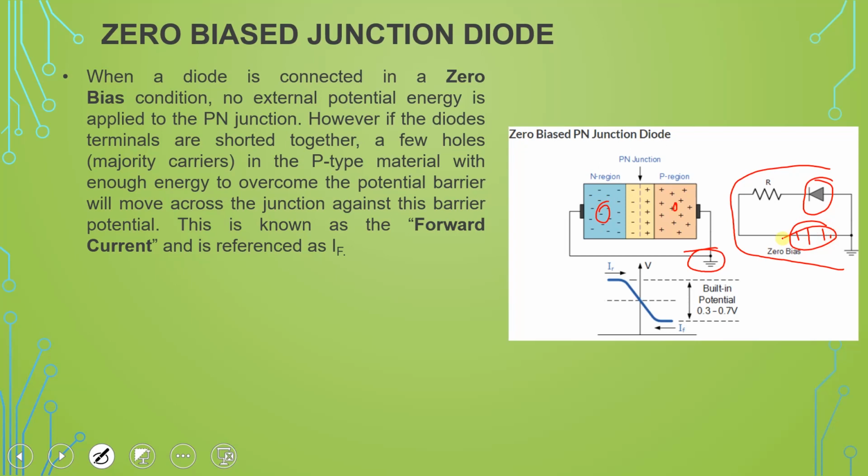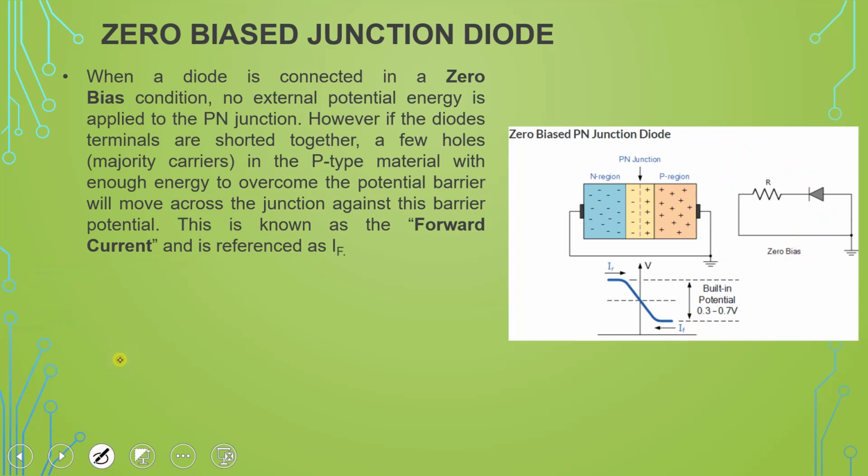However, if the diode terminals are shorted together, a few holes from the P type, which are the majority carriers in the P-type material, with enough energy to overcome the potential barrier, will move across the junction against this barrier potential. This is known as forward current and it is referred to as IF. Because when we do not have any external potential energy across the PN junction, some majority charge carriers from the P type start moving towards the N side and overcome the potential barrier, and the current because of this is called the forward current and it is denoted by IF.